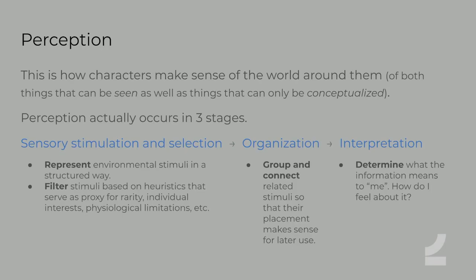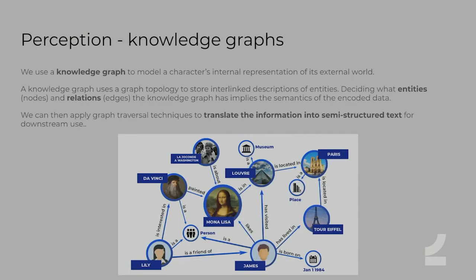So in this organization stage, like I talked about, it has to do with building a data structure where information is stored in an efficient way, where the organization also facilitates later usage. So we represent characters' internal mental map as a knowledge graph, which is just a type of graph that stores interlinked information about entities. And deciding what entities or nodes and what relations or edges a knowledge graph has implies the semantics of the world.